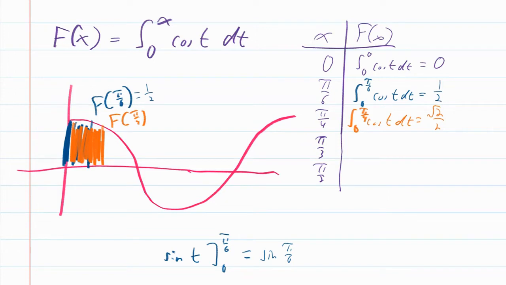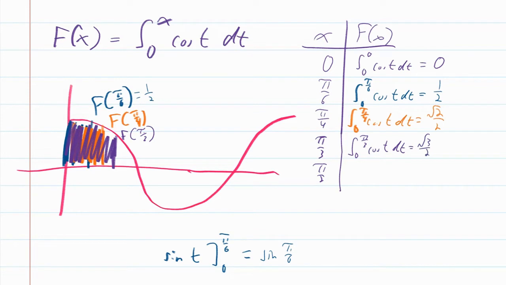And then we can keep going. Pi over 3 would be just a little bit more. So if I go a little bit more, I'm now accumulating even more area. This was pi over 4. Now let's get F of pi over 3. I get the integral from 0 to pi over 3 of the cosine of t dt, and that is root 3 over 2.